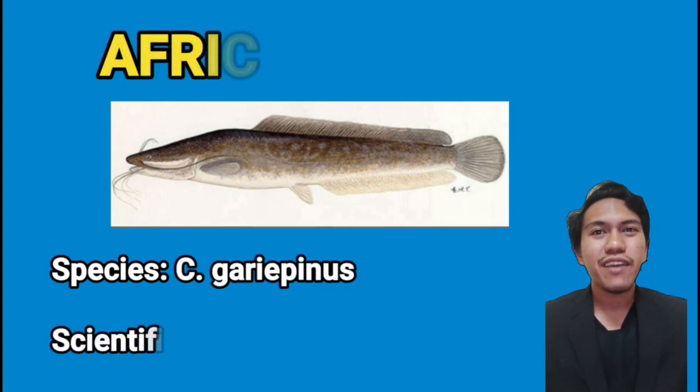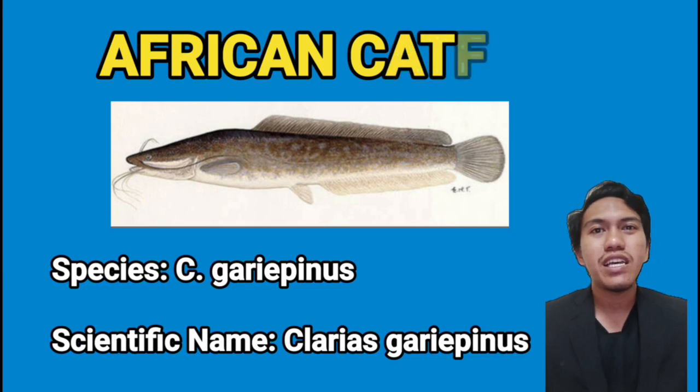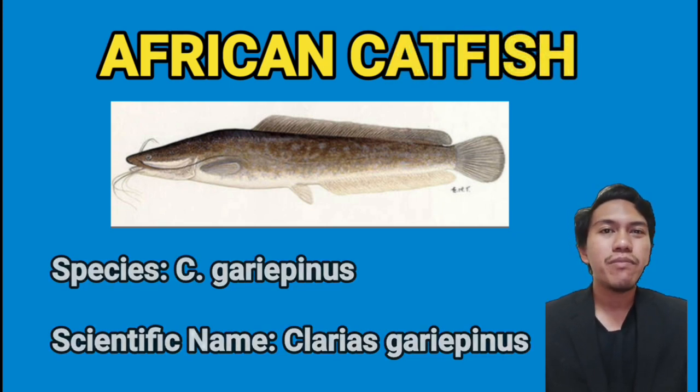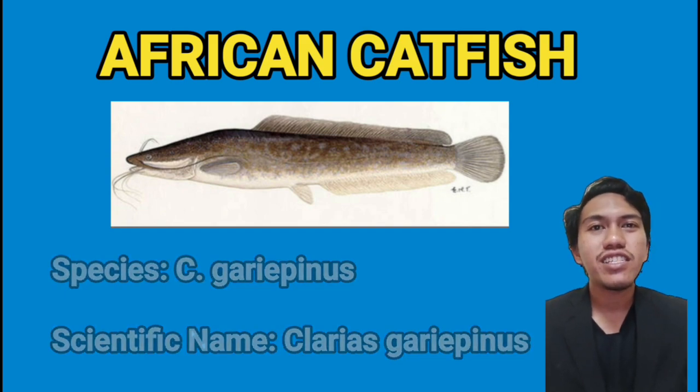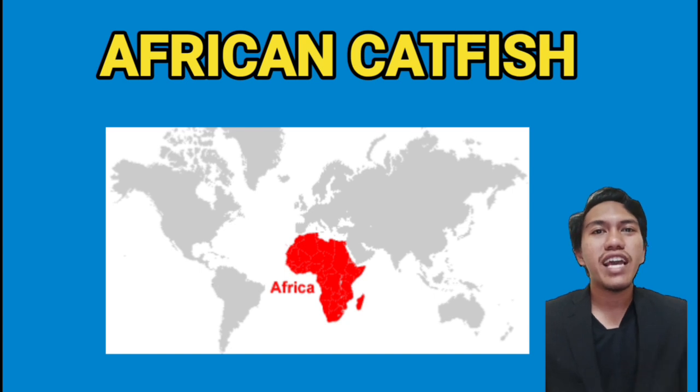Alright, the species of African catfish is C. gariepinus, and the scientific name of African catfish is Clarias gariepinus. African catfish originate from Africa, and it is a freshwater fish species.